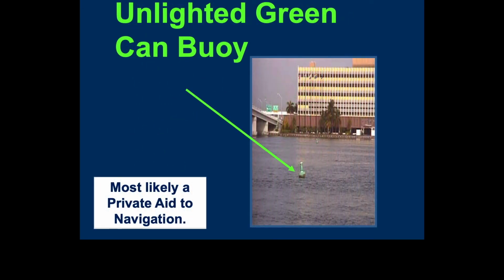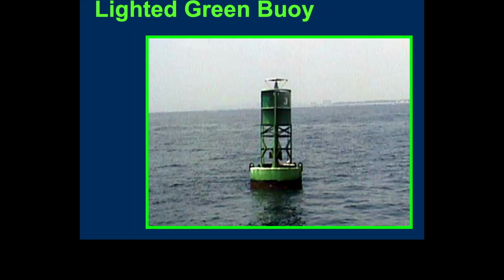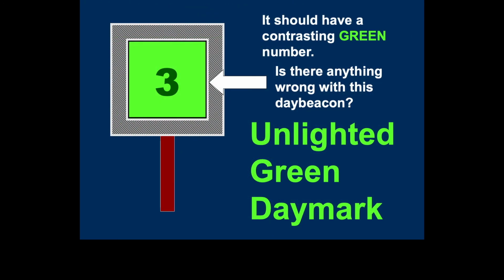Here's a picture of an unlit can. It's probably a private aid. They're usually more square can shaped than that. And here's a lighted green buoy. An unlighted, or unlit, green day mark.